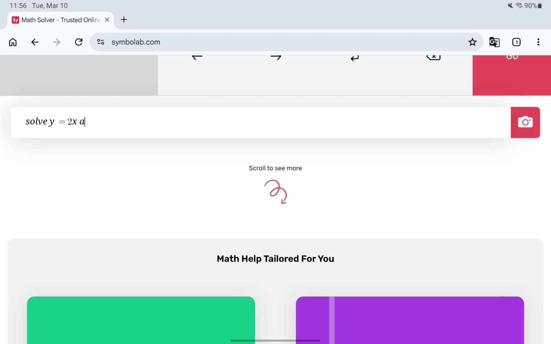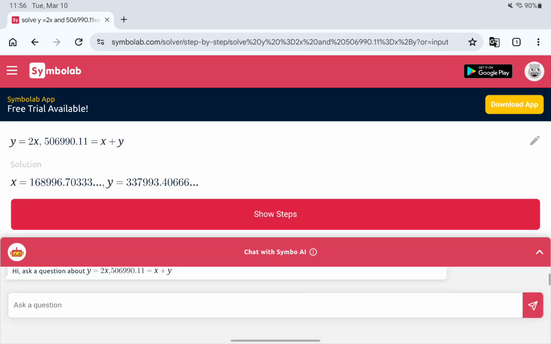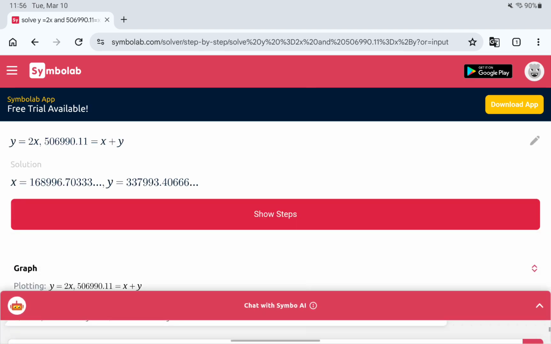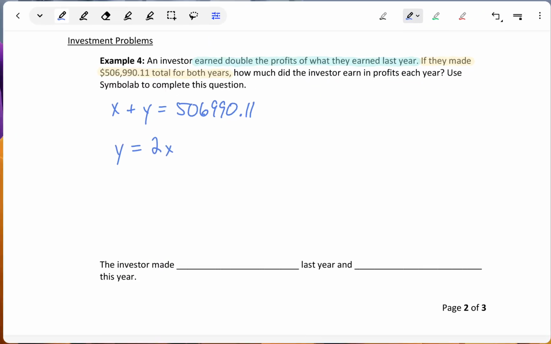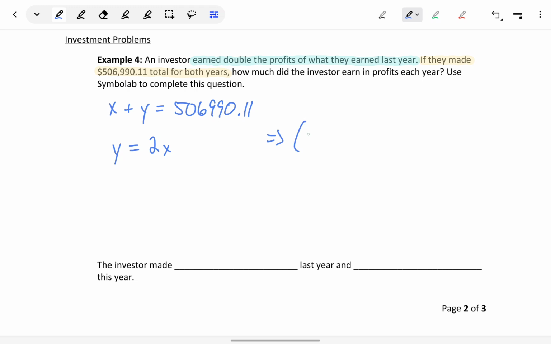So y equals 2x and 506,990.11 is equal to x plus y. Solving that gives us these two decimal results, which would be approximately 168,996.7033 and 337,993.4067.